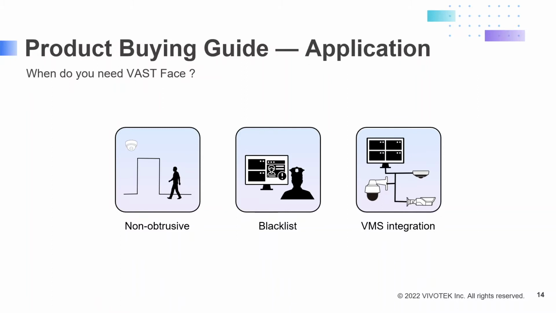We can also look at this from another perspective, and that's the perspective of application. When do you need Fast Face, the facial recognition software? Well, there's 3 reasons that you will need Fast Face. The first reason is utilizing the non-obtrusive characteristic of a network camera. Usually that means a dome camera. You would capture the person without him being too much aware of what's going on. And if the person is inside a blacklist, then with an integrated VMS solution, you can have the video captured and backed up for use.